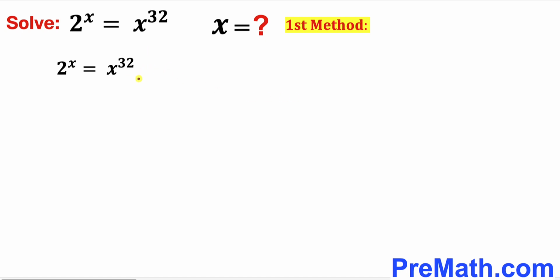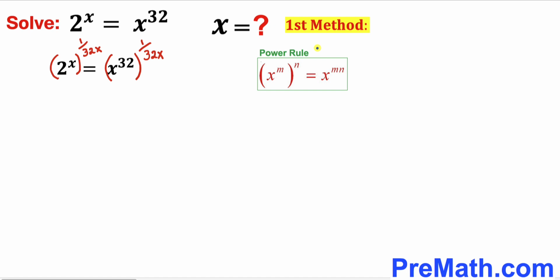And now I am going to tweak both sides by taking a power of 1 divided by 32 times x. And likewise, I'm going to take a power of 1 divided by 32 times x on the right hand side as well. And now let's recall the power rule of exponents. If we have x power m and then another power n, then we can write that as x power m times n. And we are going to apply this power rule on both sides of this equation.